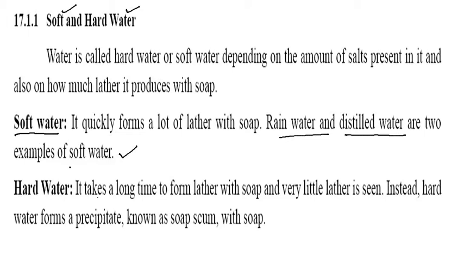What is hard water? It takes a long time to form lather with soap, and very little lather is seen. Instead, hard water forms a precipitate known as scum with soap. It forms small grains that are visible in the form of a precipitate. So let us see why it is soft water and why it is hard water.